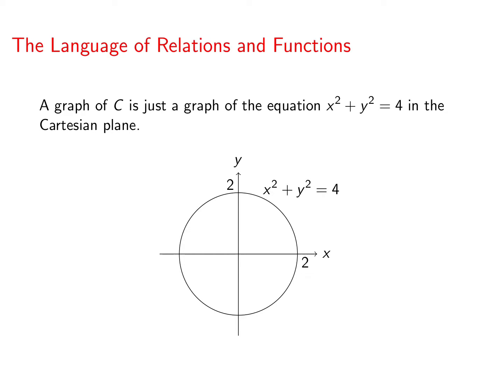So now, you should be thinking of those questions that asked, are these numbers related to these numbers? Is this ordered pair in the relation? What you're really asking is, are those values on the graph? So 1 comma negative square root of 3 is on the graph of this thing, whereas 1 comma 0 is not.